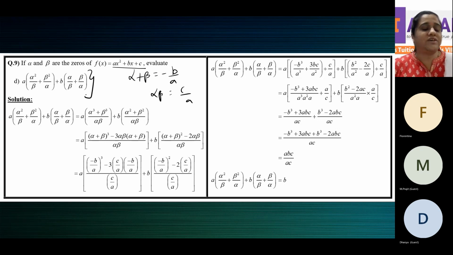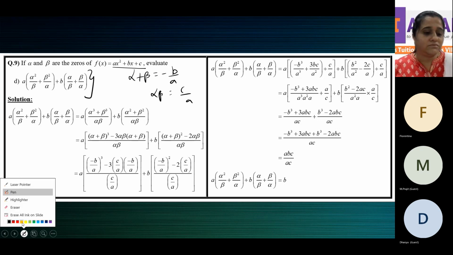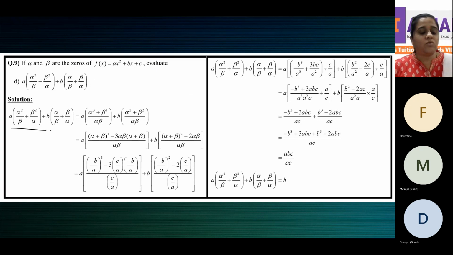We need to find the value of this expression. Okay, so write down what we need to evaluate. You can see the LCM here, the common denominator, alpha beta. Alpha beta is a common denominator. So alpha square. Oh, sorry, that's not a square, it's alpha square. So you can see the a outside here, over alpha beta.